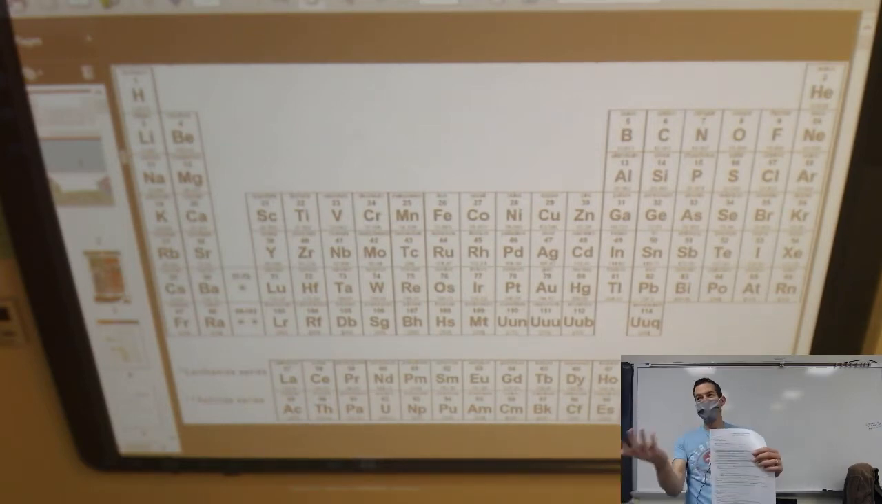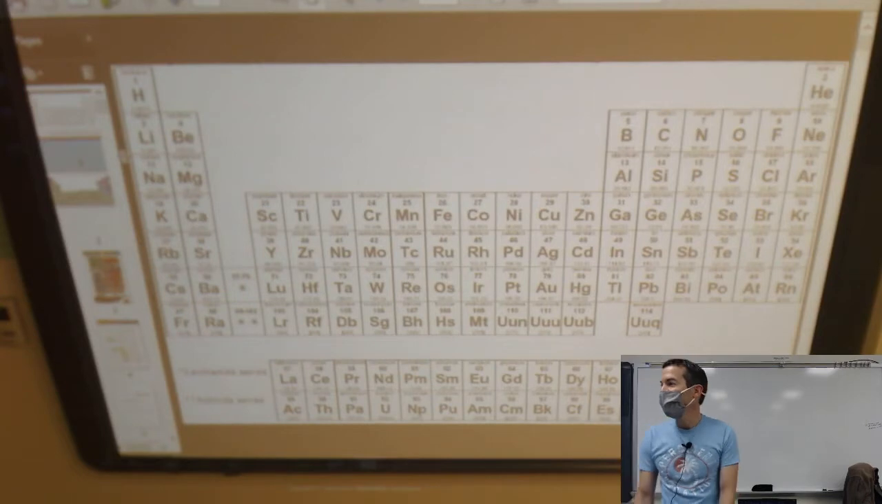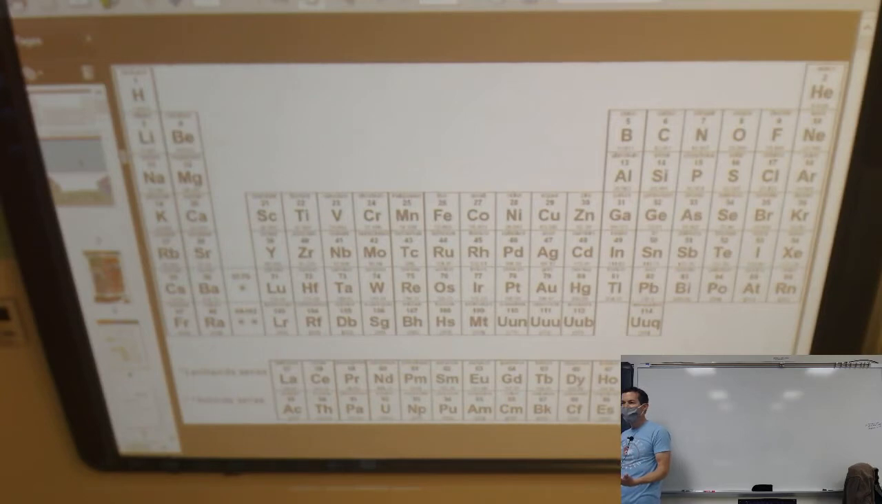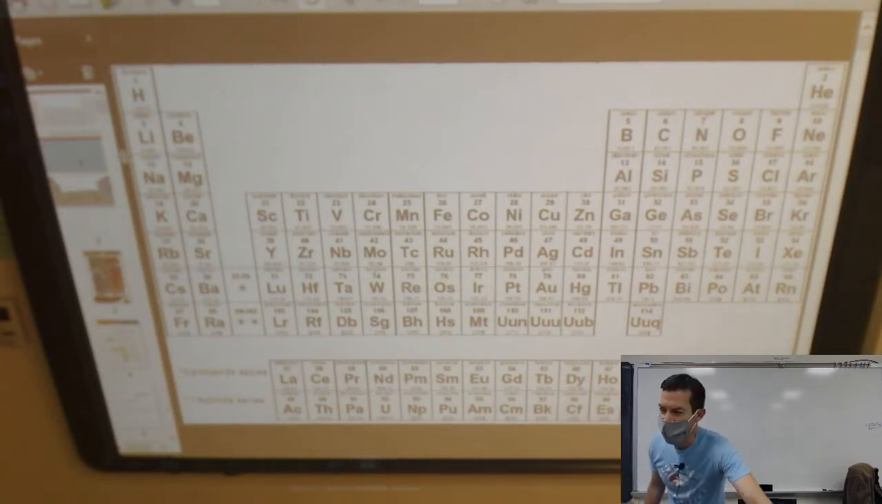Matter's made up of atoms. That's pretty good. In the atoms, we got protons, neutrons, electrons. Remind me, where are the protons in an atom? In the nucleus. What else is in the nucleus? Neutrons. And then where are the electrons? Yeah, they're in a cloud.